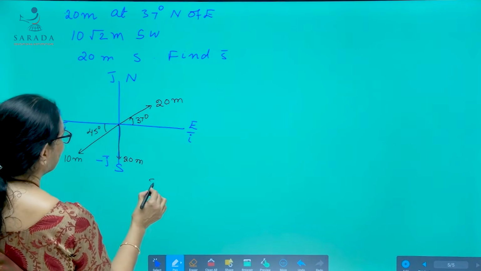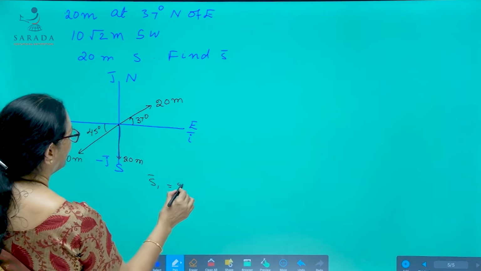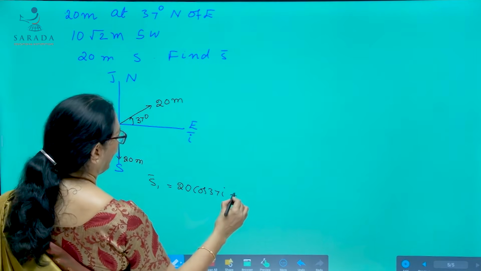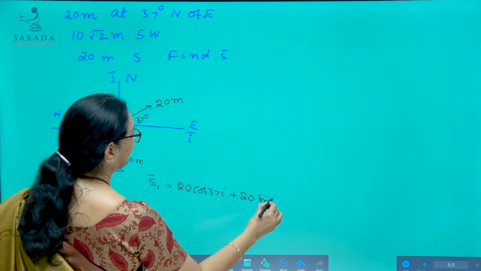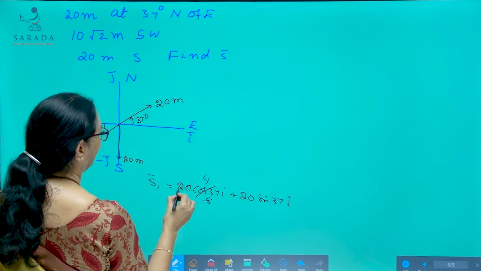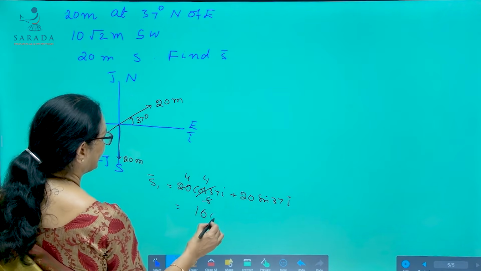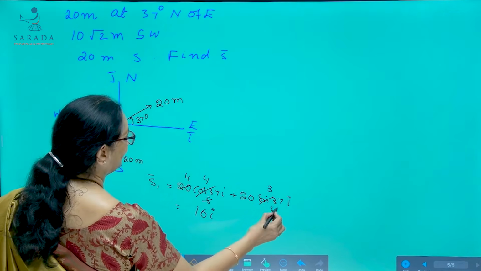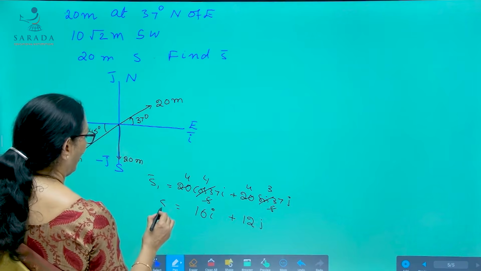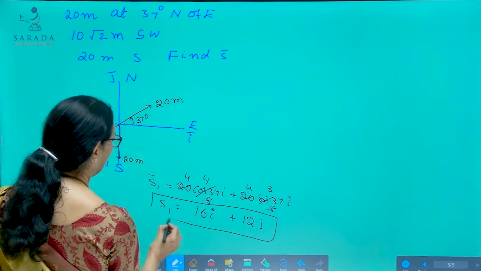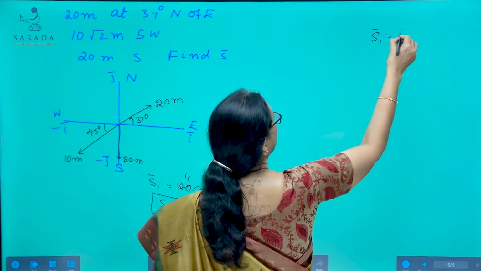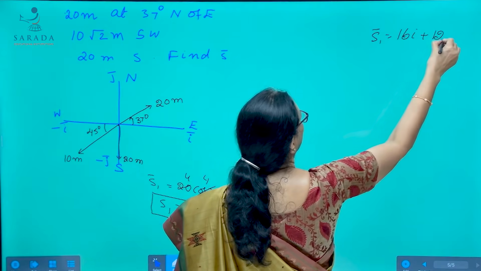Look here, S1 bar is equal to 20 cos 37 i bar plus 20 sin 37 j bar. Cos 37 is 4 by 5, so this is 16i. Sin 37 is 3 by 5, it is 12 j bar. So, S1 bar is equal to 16i plus 12j.